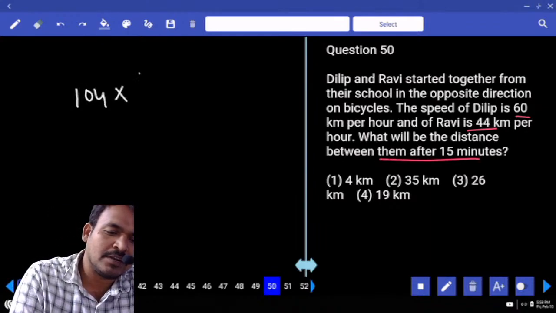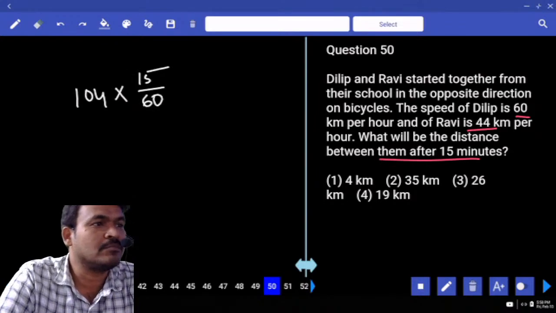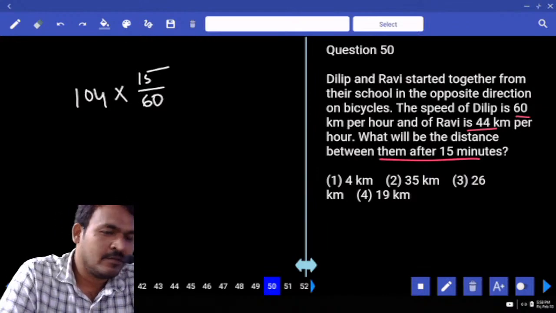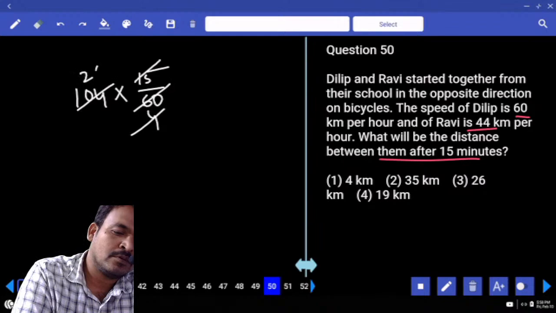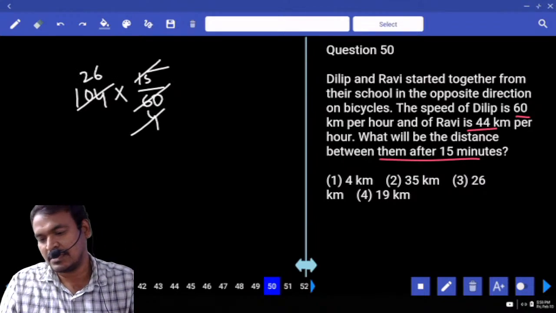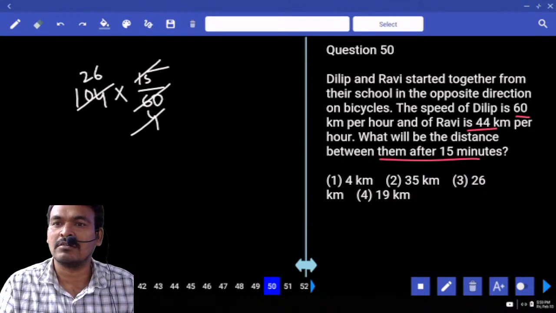15 minutes. Then we write 15 by 60, or not? Speed into time is distance. 15 is how many times? 4 times. 104 divided by 4 is 26. What is the answer? 26 kilometers, or not?